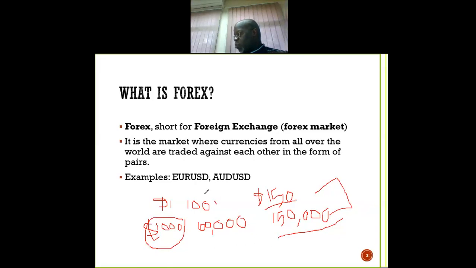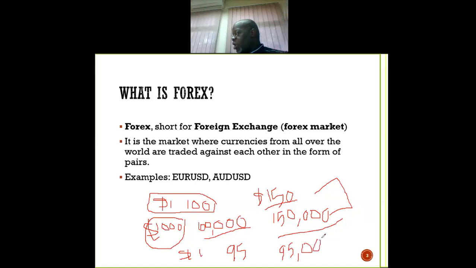Now, the converse could be true. You might have left when the currency was at 100, and you come back and you find that the Kenyan shilling has become strong, and now maybe the dollar is only going for 95 Kenyan shillings. So when you come back, you will not get the equivalent that you went with, which was 100,000, but now you'll be given 95,000 shillings.